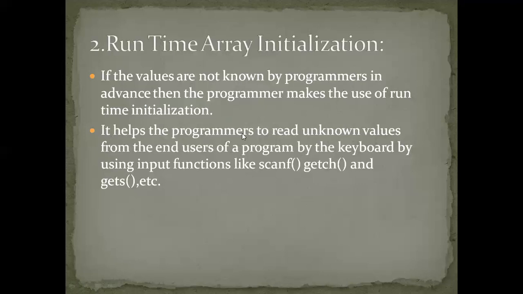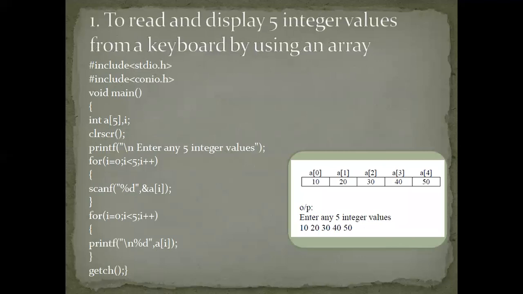It helps the programmers to read unknown values from the end users of a program by the keyboard, by using input functions like scanf, getch, and gets, etc. So the moment I get to know the count, then I'm going to make that modification in my program. If I see one example, then you'll get to know how this runtime array initialization works. So we'll have one simple example for runtime array initialization: to read and display 5 integer values from the keyboard by using an array.